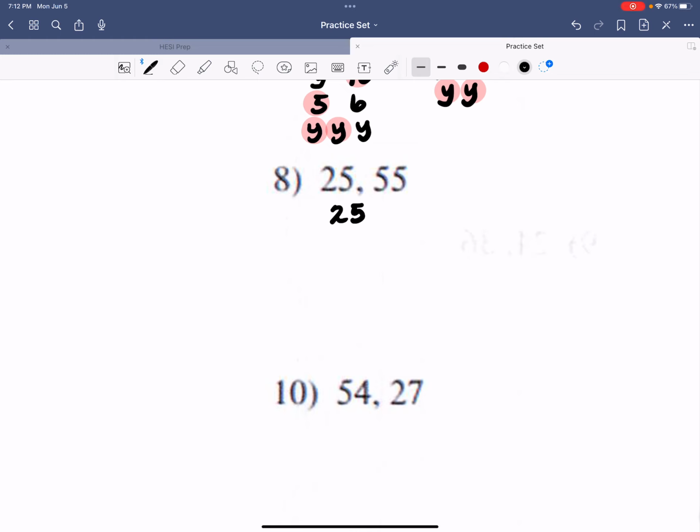25. You might be able to see this one without doing it. If not, it's okay. The greatest common one, in fact, the only common one, is that 5.